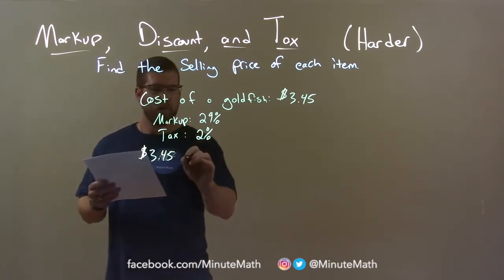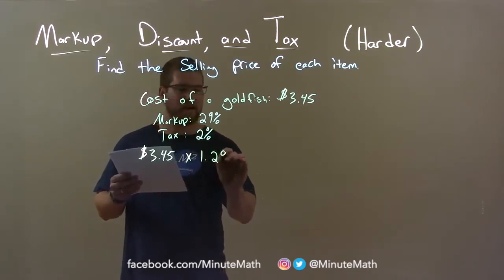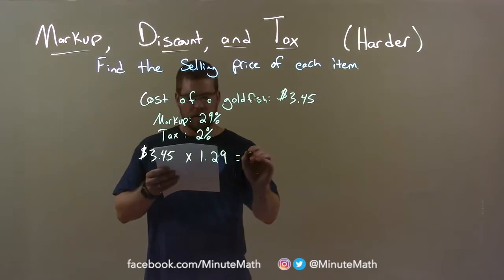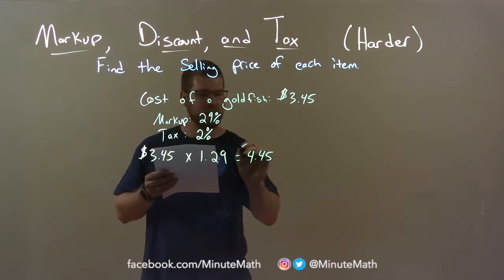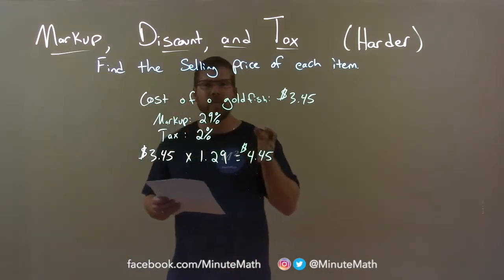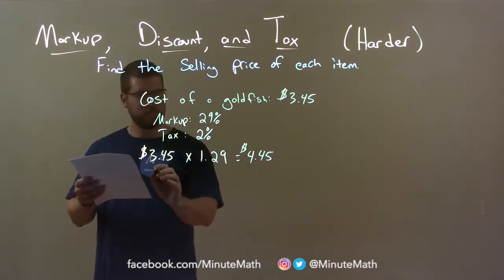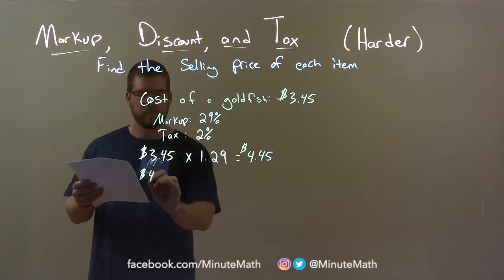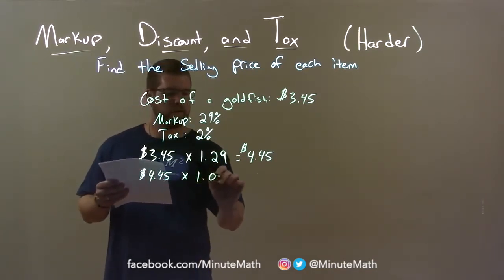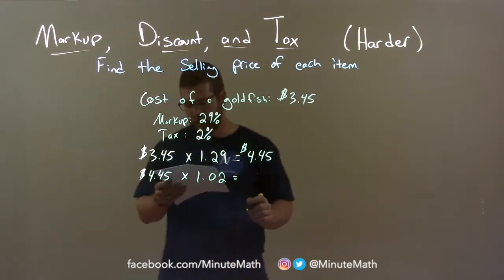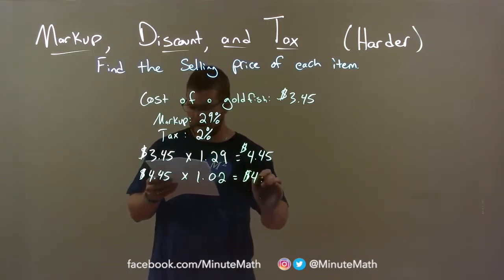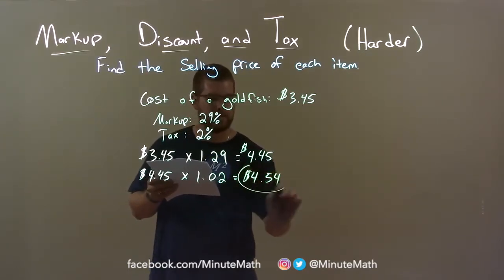$3.45, and I'm going to multiply that by 1.29, which represents a 29% markup. This gives us $4.45 as our answer there, the cost of the markup, right? Or after the markup, but then we apply tax to that. So then we take that $4.45, and to apply a 2% tax, we multiply that by 1.02. This gives us a final answer of $4.54. Okay?